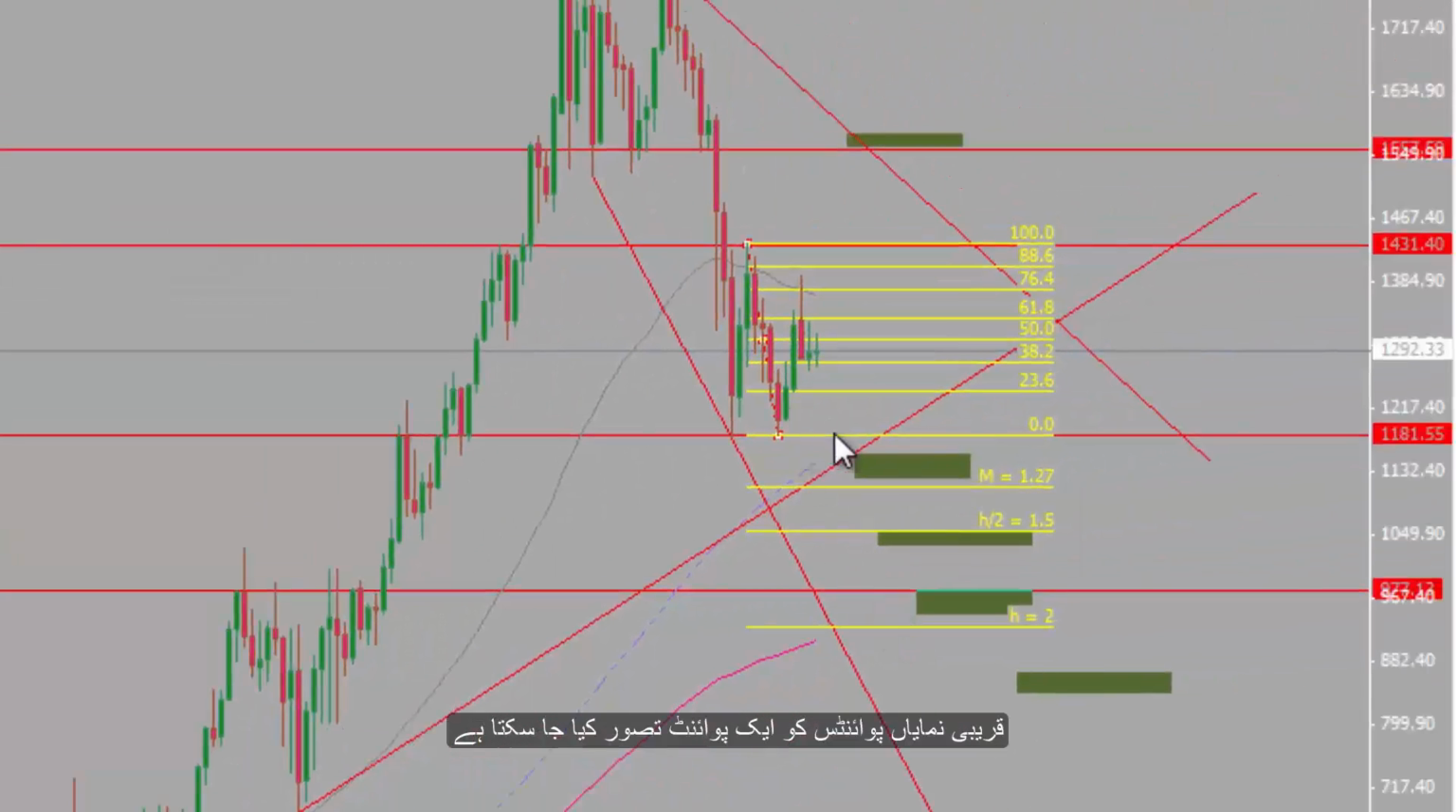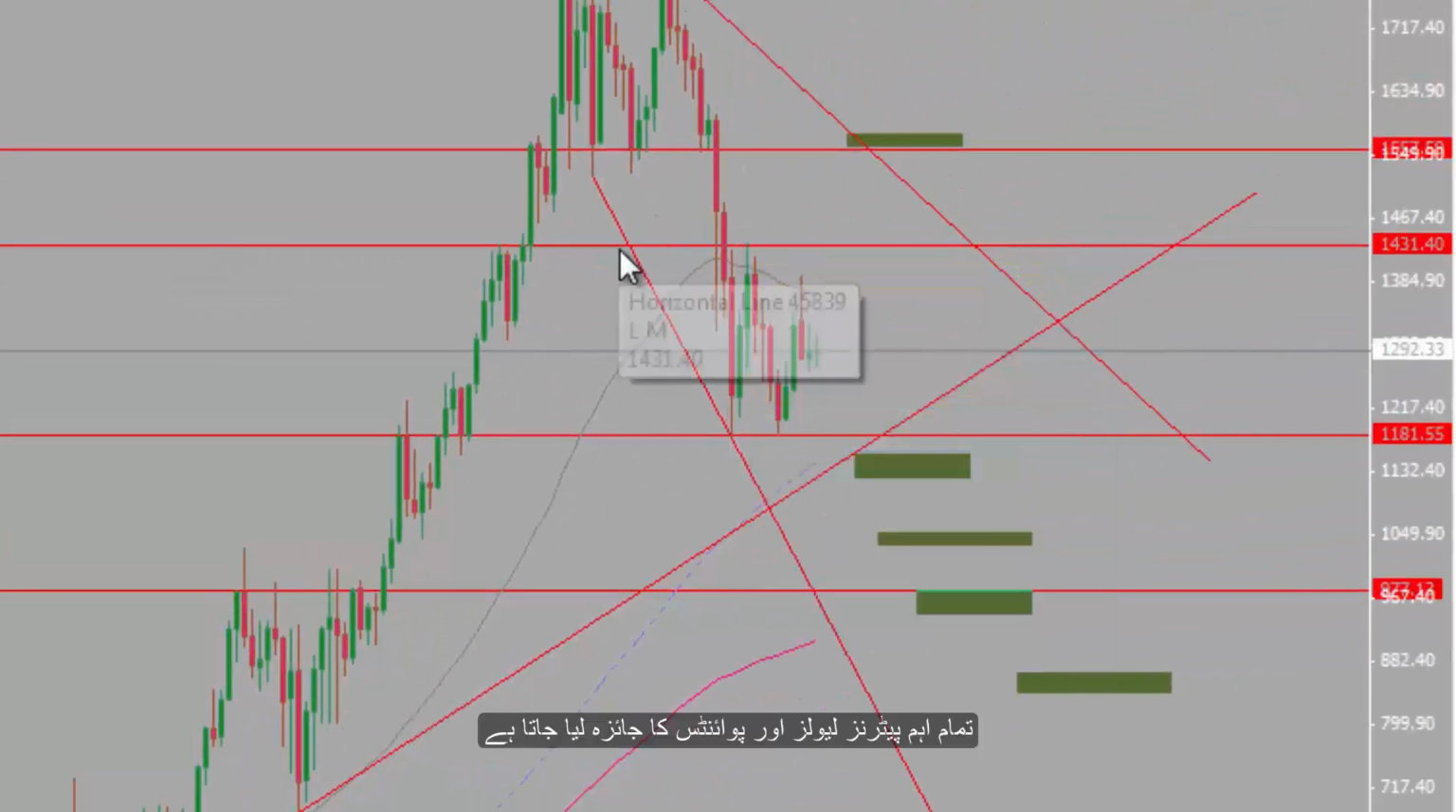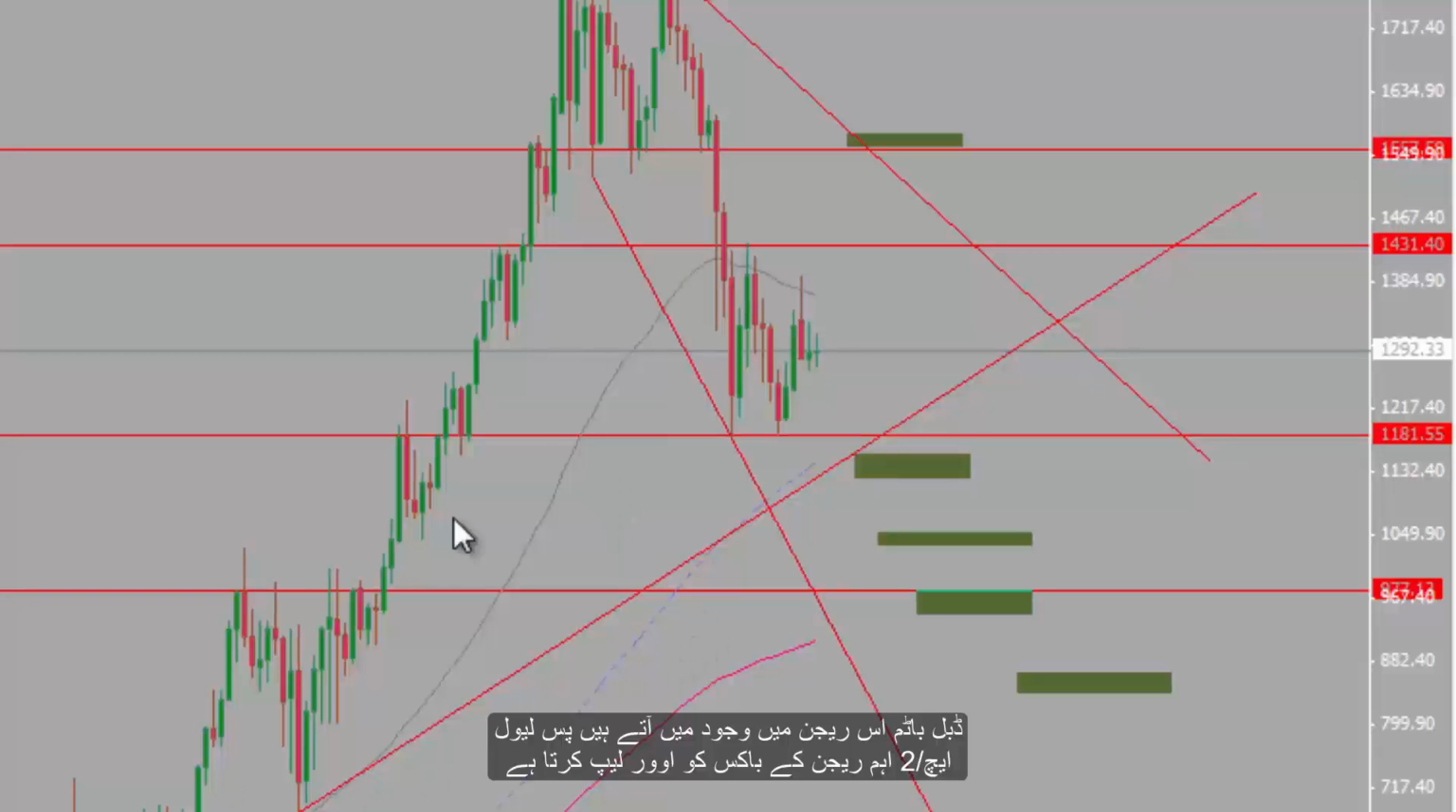Close significant points can be determined as one point. All important patterns, levels and points are considered. A double bottom may be formed in this region. Thus, level H2 overlaps the important region box.